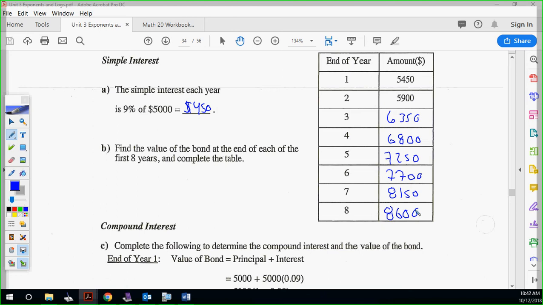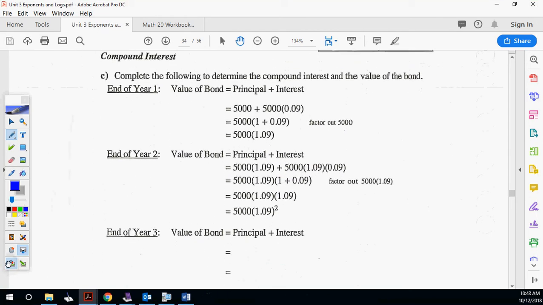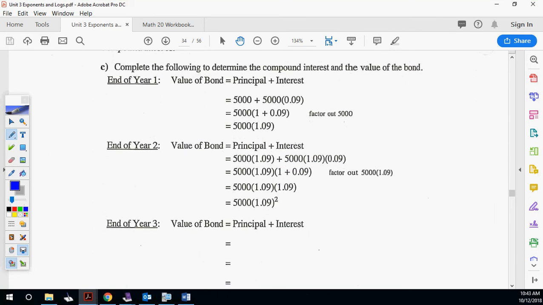Find the value of the bond at the end of each of the first 8 years, so we did that. Okay, so now let's go ahead and look at the compound interest. With compound interest, we set it up more as an exponential. They're showing you how it's set up, and then they're going to give you the formula. But 5,000 plus 5,000 times 0.09.